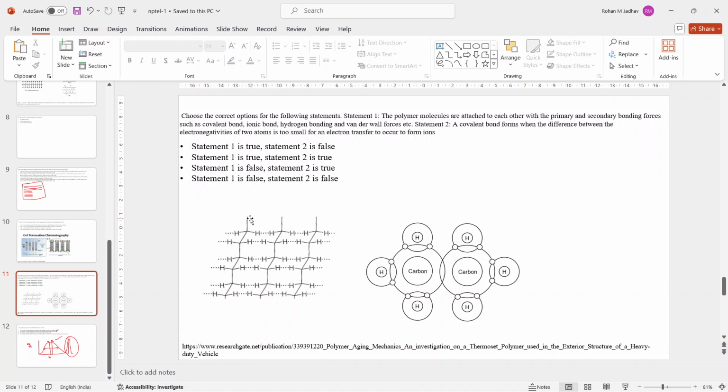So we have an example right here. We have a chain and we have hydrogen atoms present on either side. We can see that the individual chains are being attracted towards each other because of the hydrogen present. You can see the dotted lines created by the hydrogen bond. And the second one is the covalent bond, which forms when the difference between the electronegativities of two atoms is too small for an electron transfer to occur to form ions. So you can see right here, carbon is readily able to form covalent bonding, which forms the backbone for the polymers.